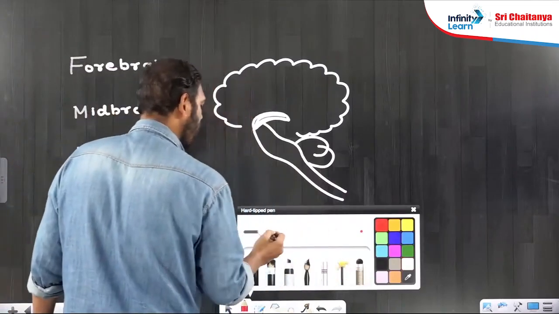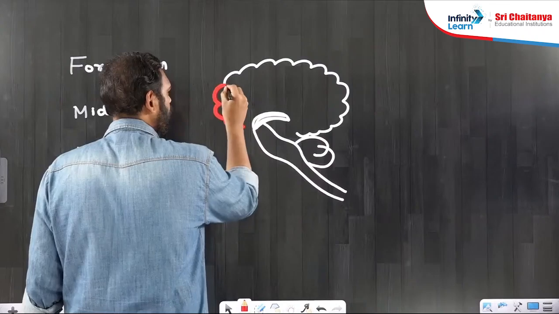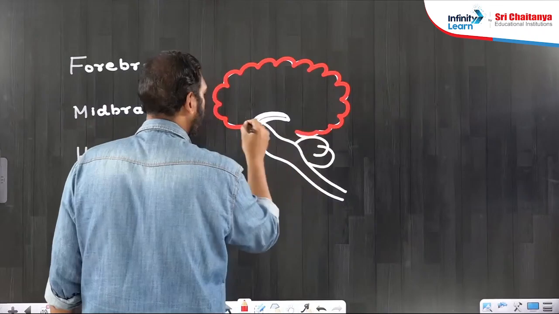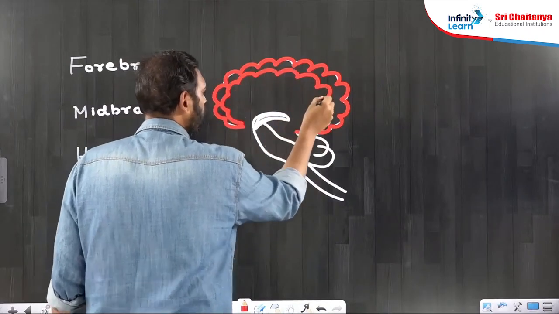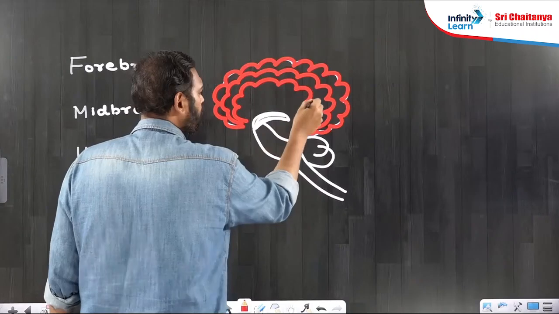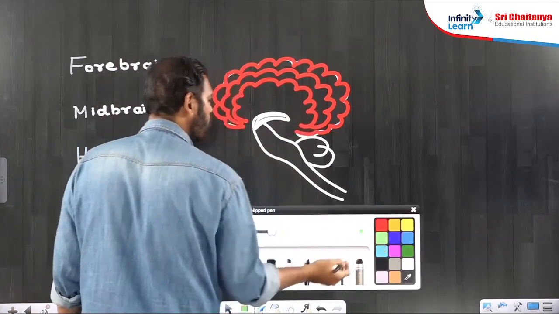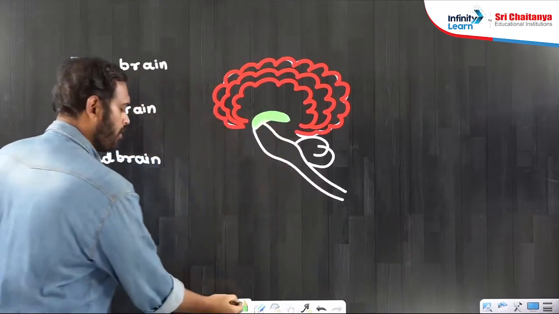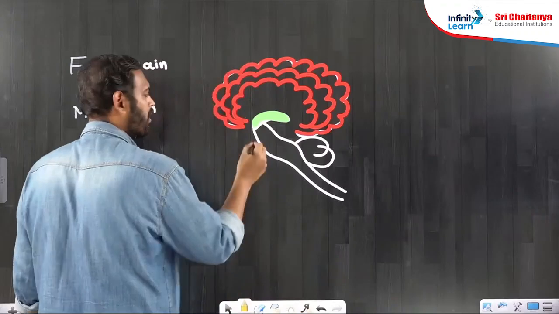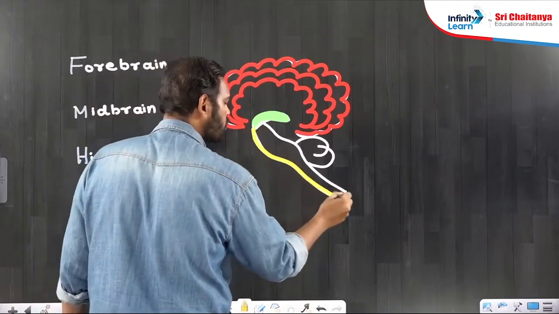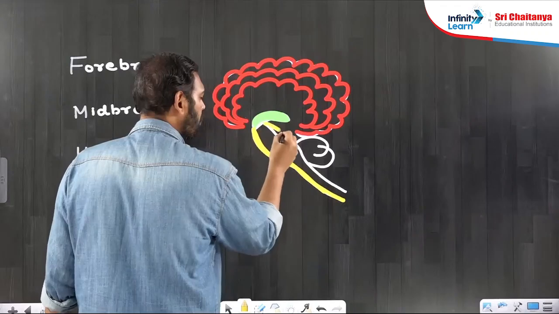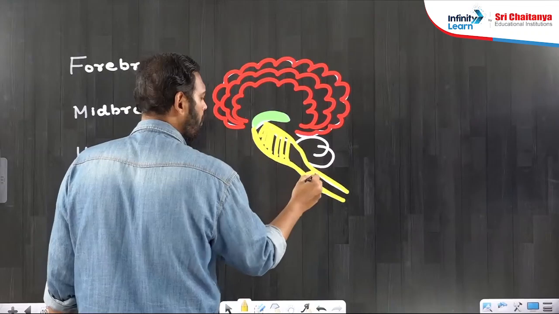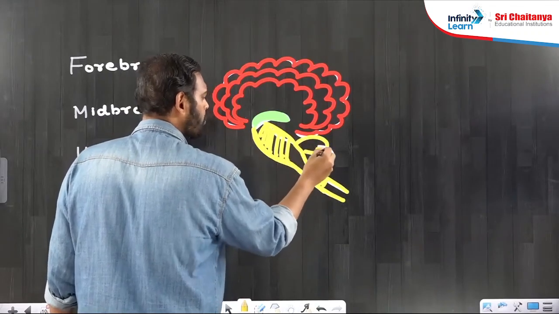So guys, forebrain, I'm showing that in red color. This is forebrain. Midbrain is below forebrain. I'm showing that in greenish color. Done. And yellowish, I'm showing, is hindbrain. Hindbrain consists of three components: pons varolii, medulla oblongata. This is pons, medulla, and on the ventral side, this is cerebellum.